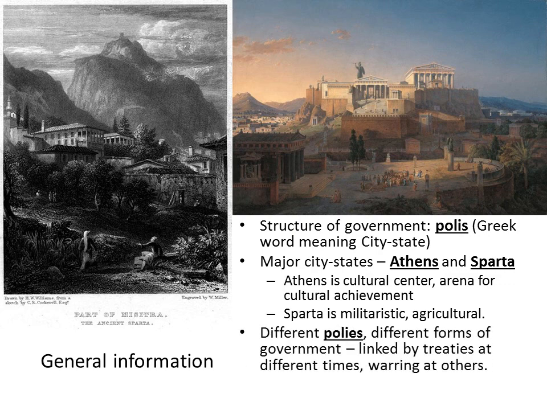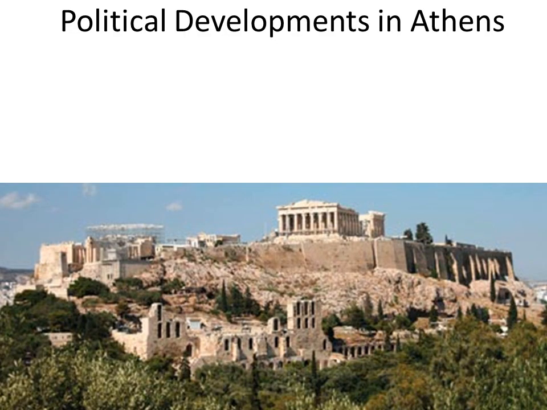Now, these different polis have different types of government. There's some relationship, but they're loosely connected in kind of a confederacy of sorts. They're linked by treaties sometimes, and they interact via war other times. This will come up, as you'll see soon, in the Peloponnesian War. So, Athens. Let's start there. This is, of course, a picture of Athens.